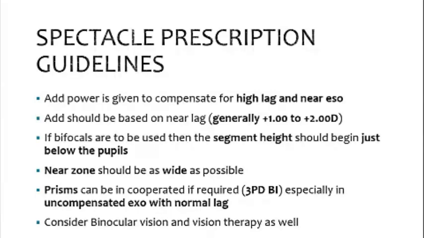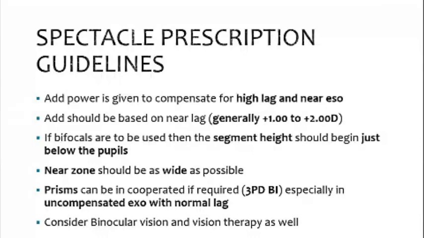So let's say I have a child who has a lag of accommodation of 2 diopters when I do the dynamic retinoscopy. I will be prescribing plus 1.5 diopters. If the child has a lag of 1.5 diopters, I'm prescribing an add of plus 1. However, most clinical trials that have been done for myopia control using bifocals use an add of 2 diopters. So that's usually what everybody prescribes, plus 2 for myopia control when given bifocals.